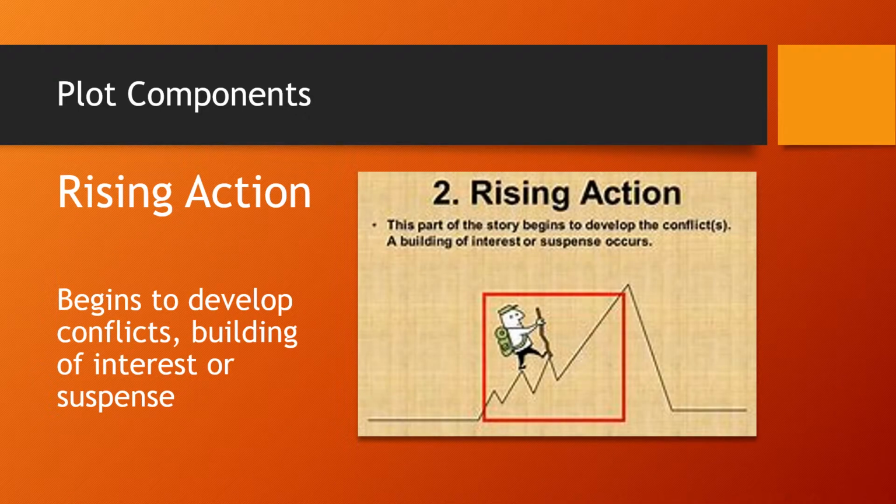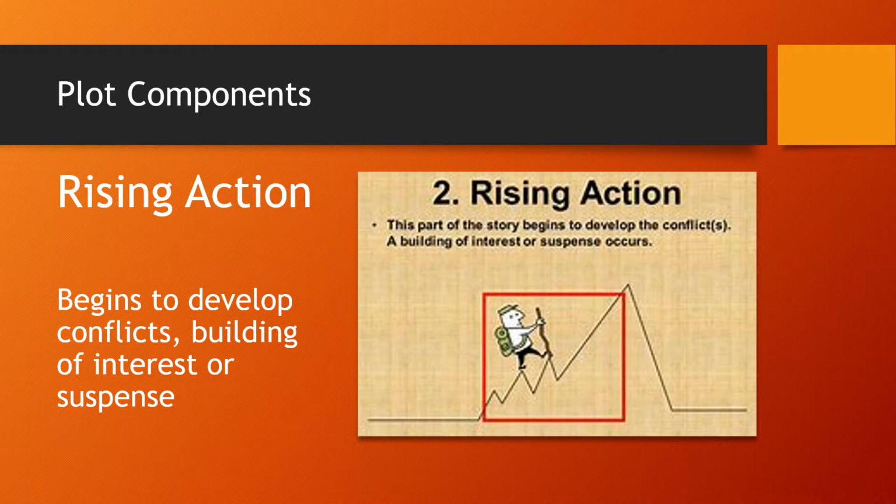The second plot component is the rising action, and that's when conflicts begin to develop and there's a building of interest or suspense. So for the Three Little Pigs, the first event that would happen is when pig number 1 builds the house out of straw, and the big bad wolf blows the house down and eats pig number 1. The second event would be when pig number 2 builds the house out of wood, and the big bad wolf blows the house down and eats pig number 2.